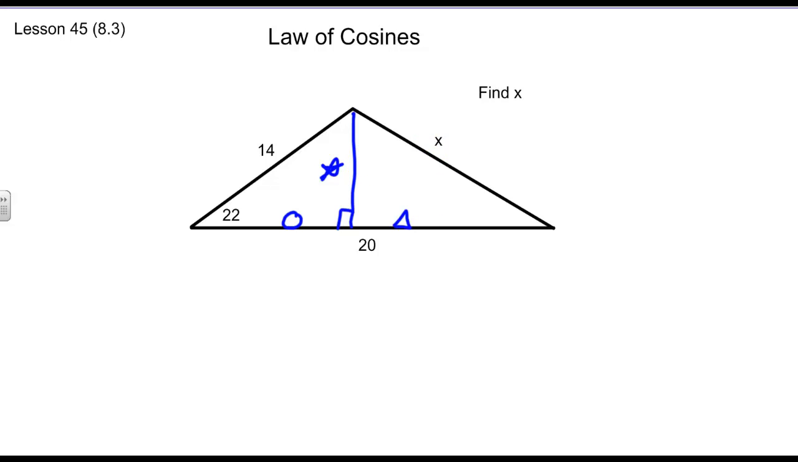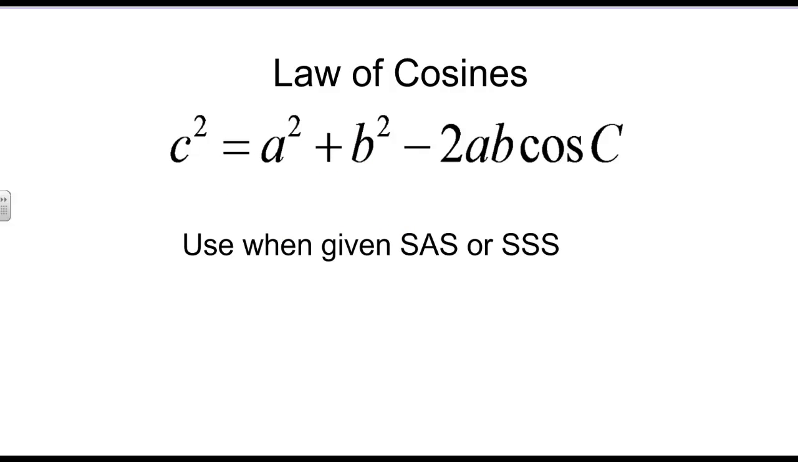Rather than proving the law of cosines, since your teacher probably did that for you last year, I'm just going to remind you what that is. Law of cosines states that any side squared is equal to the sum of the squares of the other two sides minus 2 times the product of those two sides multiplied by the cosine of that initial side's opposite angle. And we're going to use the law of cosines when we're given a side angle side or a side side side situation.